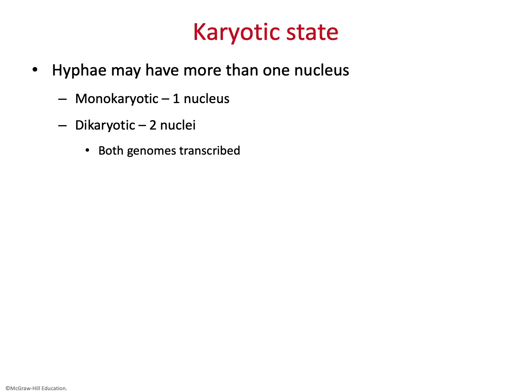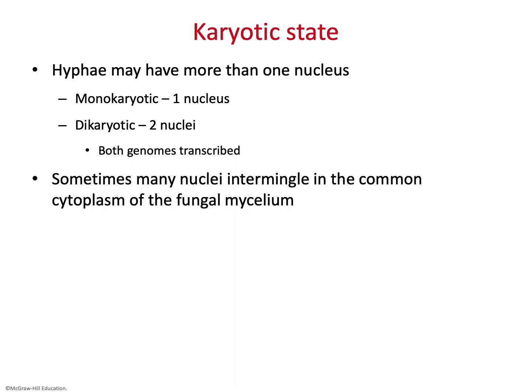Sometimes many nuclei intermingle in the common cytoplasm of a fungal mycelium, which can lack distinct cells. If a dikaryotic or multinucleate hypha has nuclei that are derived from two genetically distinct individuals, the hypha is called heterokaryotic. That is another term that you might not have heard. So it is heterokaryotic when there are nuclei from genetically distinct individuals living in the same cytoplasm. Hyphae whose nuclei are genetically similar to one another are called homokaryotic.